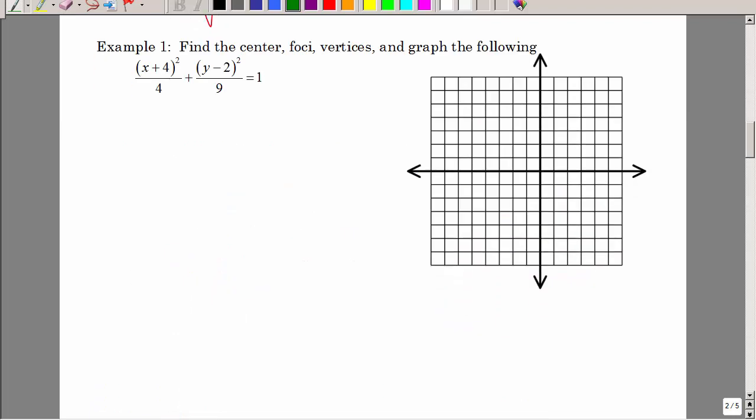So taking this first example, we want to find the center, the foci, vertices, and graph, not necessarily in that order. So looking at that equation, let's find the center. Again, (h, k), opposite values because of that minus sign as part of the formula. So let's plot that.